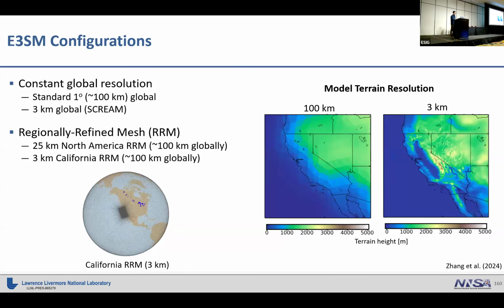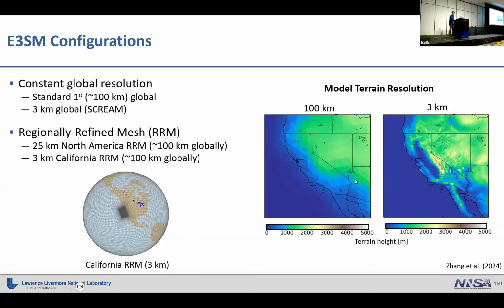In a similar setup, but with a more focused domain, we have the California RRM. So that also has the 100-kilometer standard global resolution, but it's refined down to 3 kilometers specifically over California. So that's sort of approaching these high-resolution numerical weather prediction model resolutions that we've heard about in previous talks.